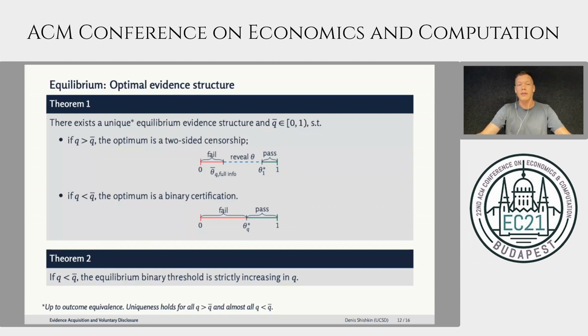In other words, the voluntary disclosure and the information design forces that lead to two different pooling regions actually do not interact. In contrast, when the probability of obtaining evidence is below the cutoff, the optimum is a binary certification, which corresponds to a simple pass-fail test. Moreover, the equilibrium binary threshold is increasing in Q.